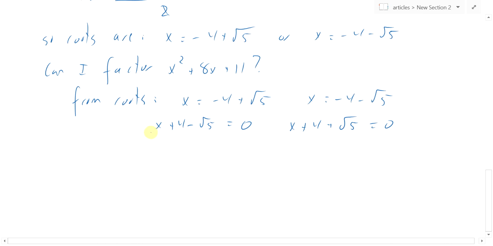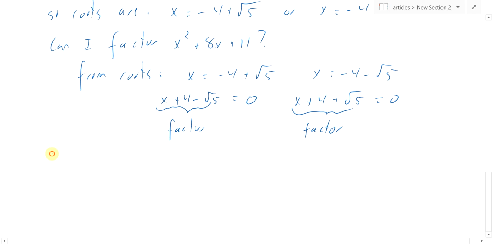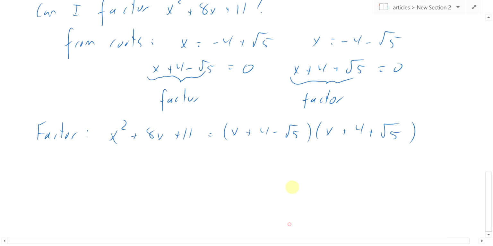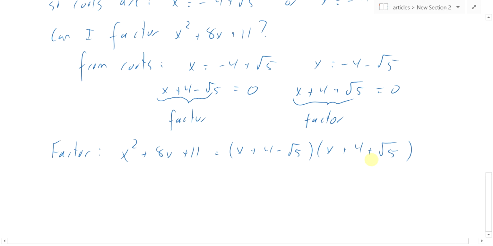And so what do we actually have? Here is one factor, and here's another factor. So we can actually factor this thing. X squared plus 8x plus 11 equals (x plus 4 minus root 5)(x plus 4 plus root 5). And if you multiply out this right side by distribution, you'll get the left side, x squared plus 8x plus 11. So if you know the roots, you can get the factors back, and so you can factor even things like this. This doesn't factor nicely over integers, unfortunately. You have to use the quadratic equation to get the factors.